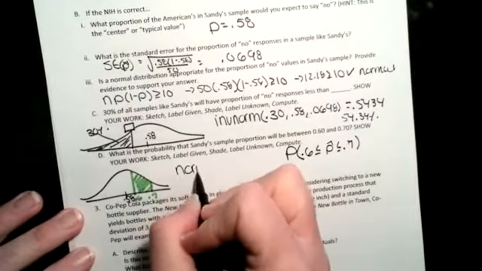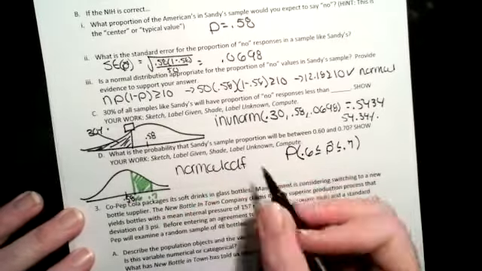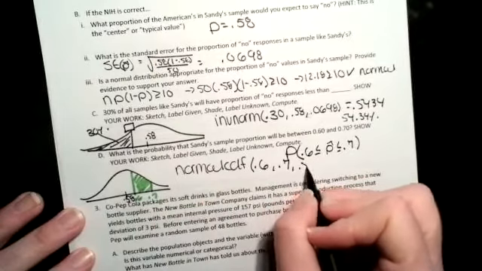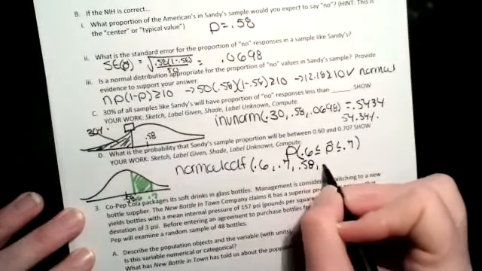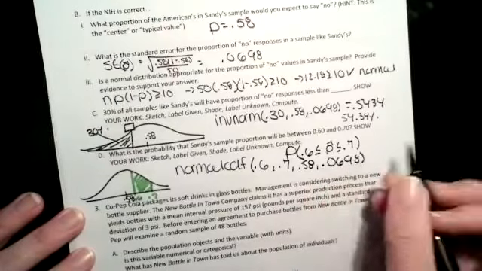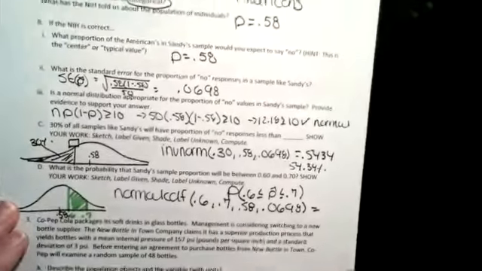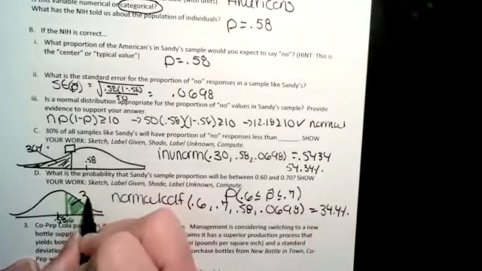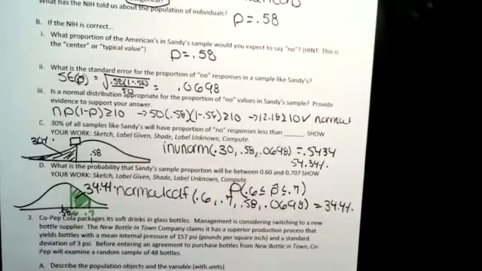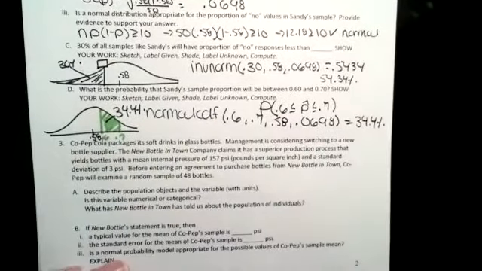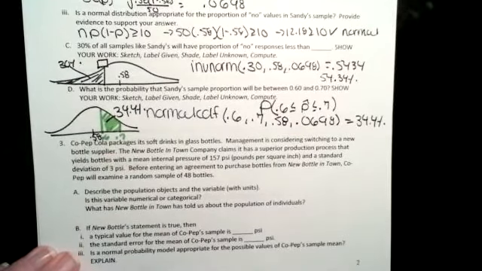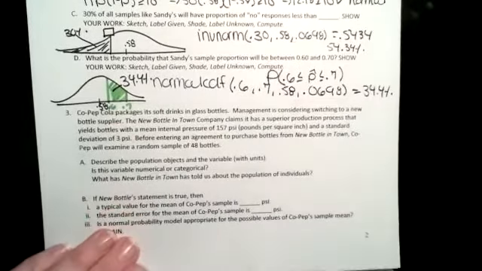So this is normal CDF. Lower bound 0.6, upper bound 0.7, center was at 0.58, and spread is 0.0698. So here I get 34.4% as my area here. So 34.4% of the sample proportions are between 60% and 70%, or 0.6 and 0.7. Awesome. Okay, let's move on.